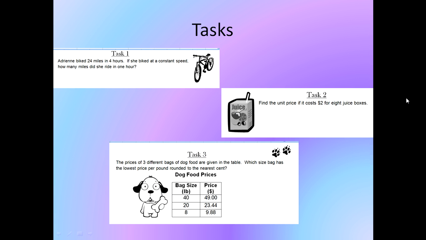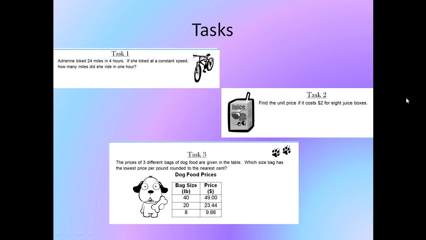For instance, here are 3 of the tasks that some of my students do. Task 1 has Adrienne bike 24 miles in 4 hours. If she biked at a constant speed, how many miles did she ride in 1 hour? This helps students to focus on finding miles per hour, which is something that they see often when they're driving. They see signs constantly. So it helps them relate to the real world, but also helps them understand that they're finding a unit.